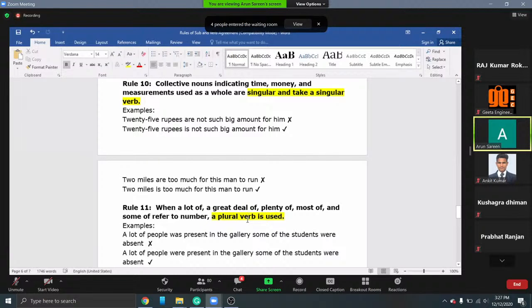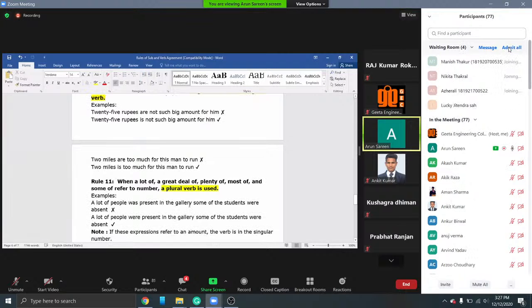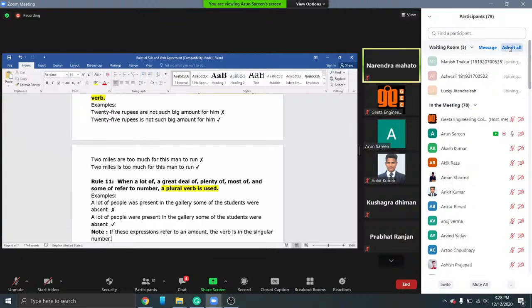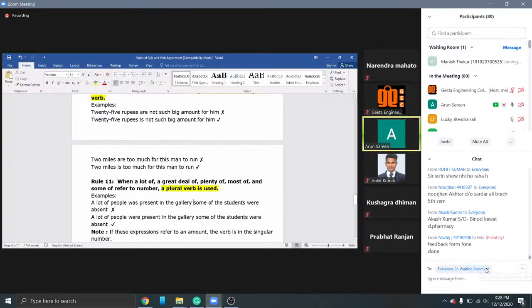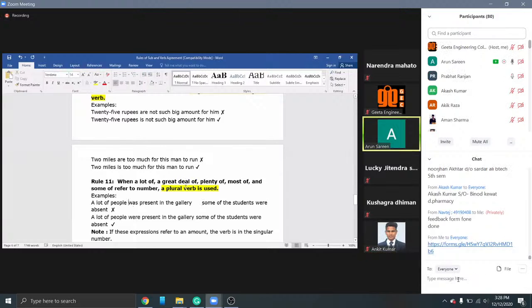Let us take some examples. A lot of people was present in the gallery. Some of the students were absent. See, we divide this into two parts. A lot of people. What is wrong here? Was. Yes. Because just now he said we should use a plural verb. A lot of people were present in the gallery. Because when we say a lot of, we are referring to a plural noun, so here also we should use a plural verb. Again, some of the students were absent.